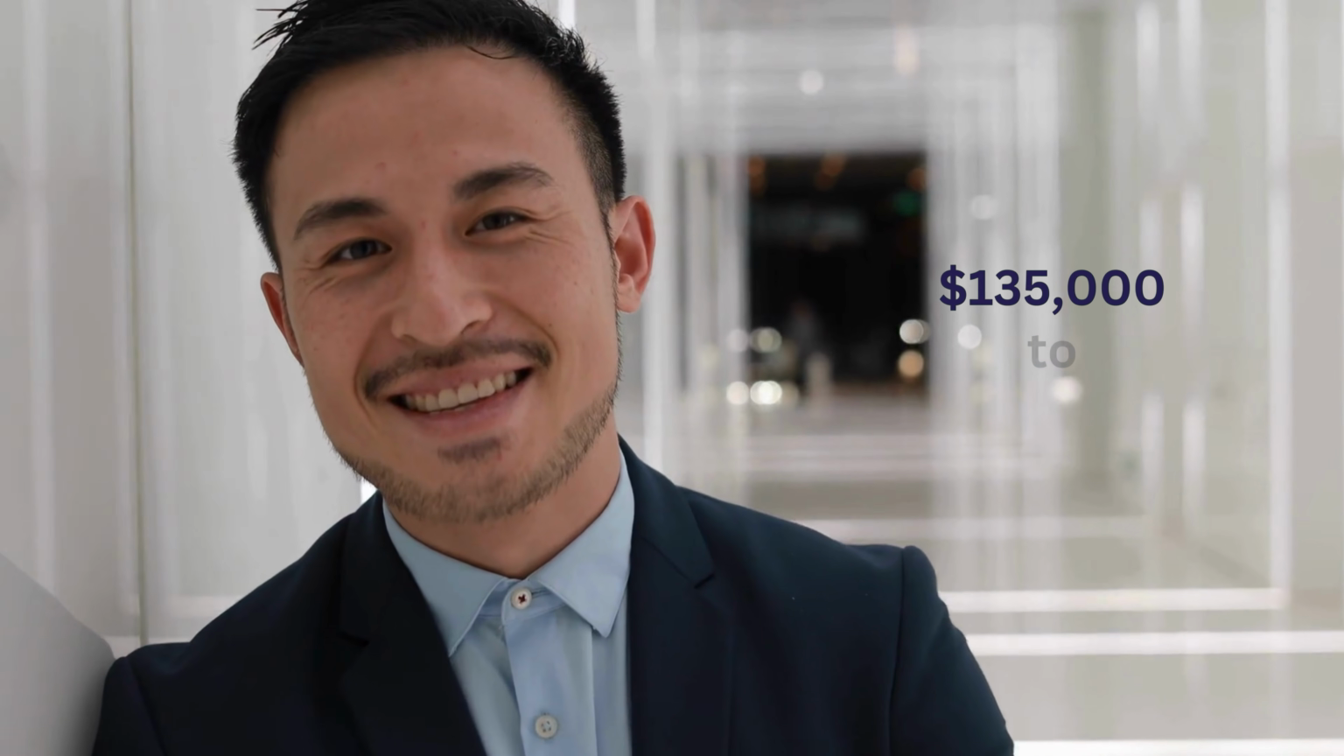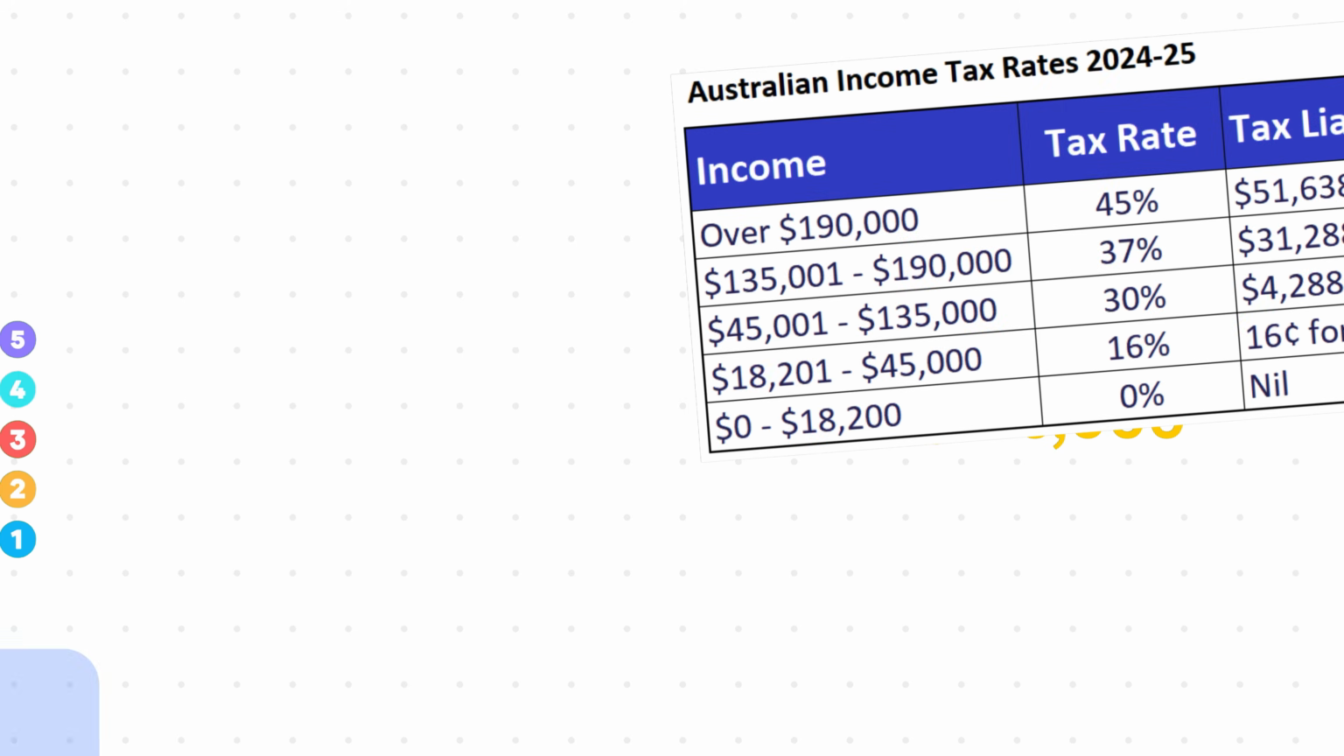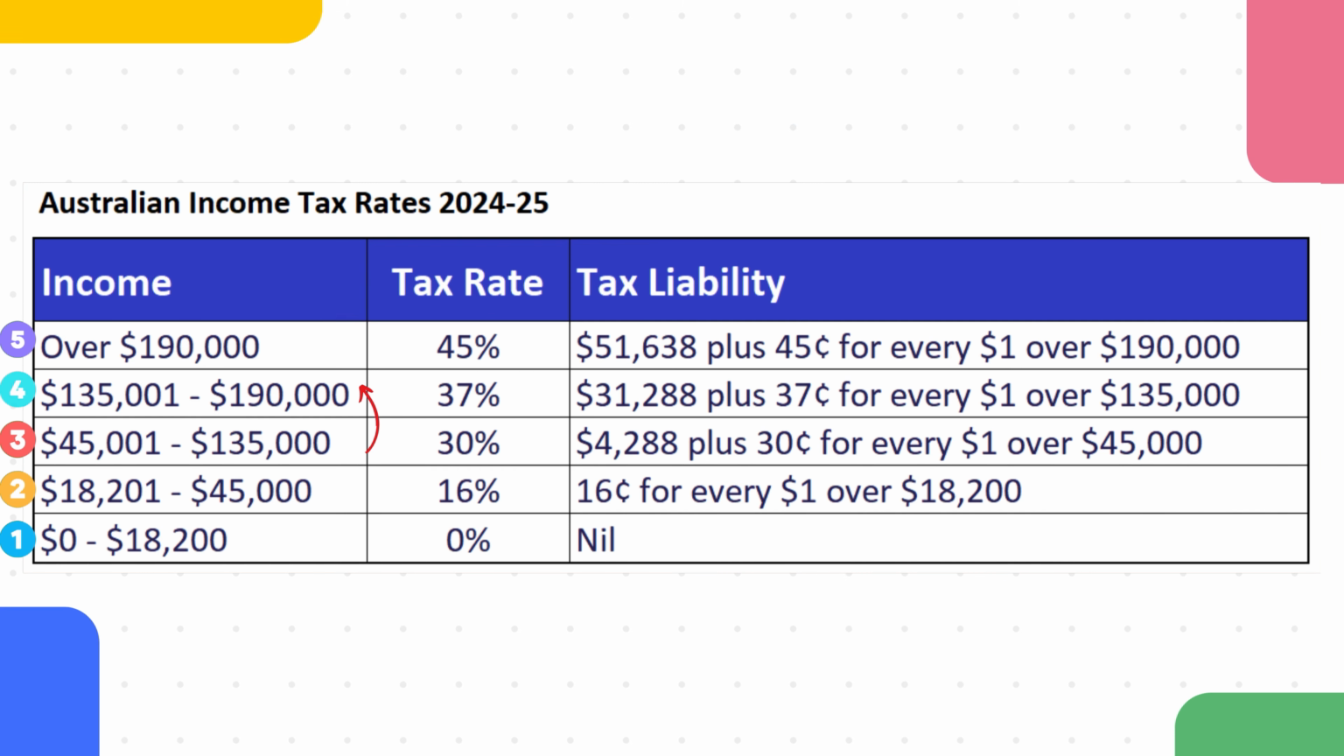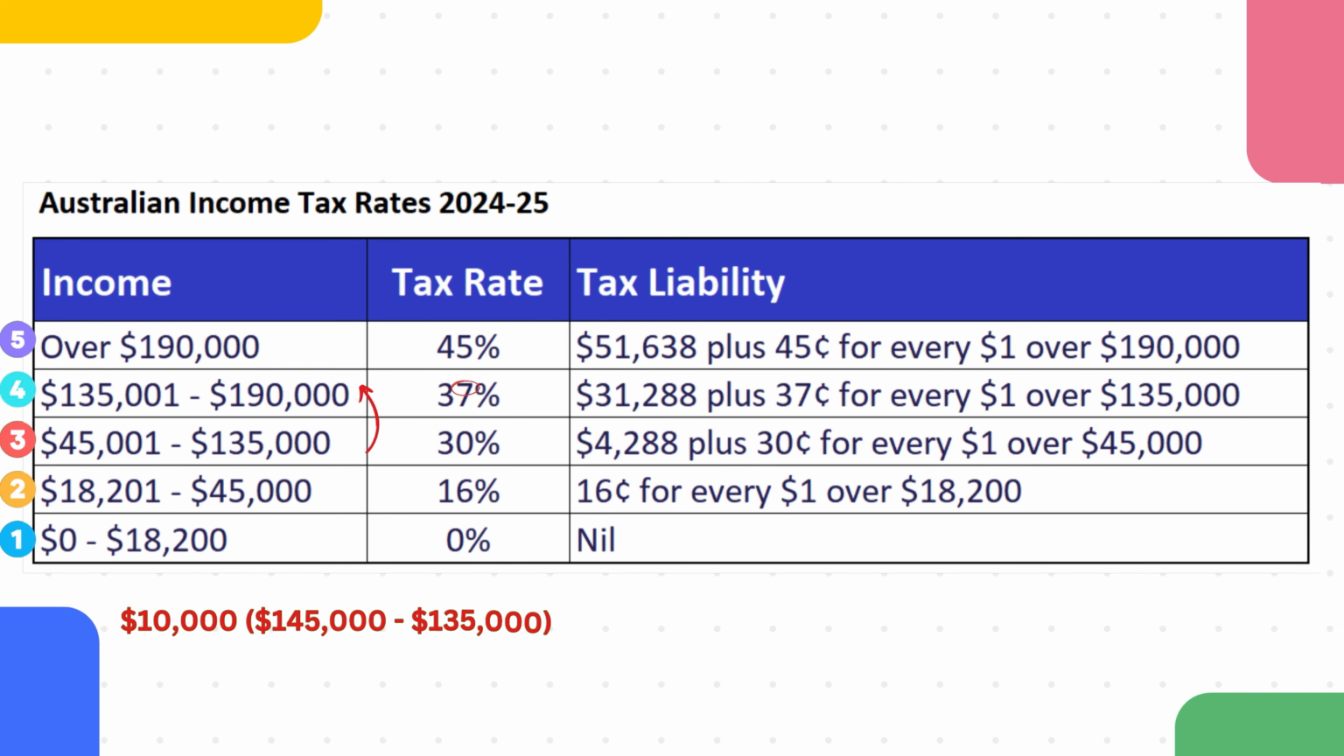Remember, the higher tax rate only applies to income in a specific layer of the cake or a specific tax bracket. For example, our friend John increased his income from $135,000 to $145,000 and moved from the third tax bracket to the fourth bracket. Only the income that falls into the fourth bracket, which is $10,000, is taxed at the higher rate, not his entire income.